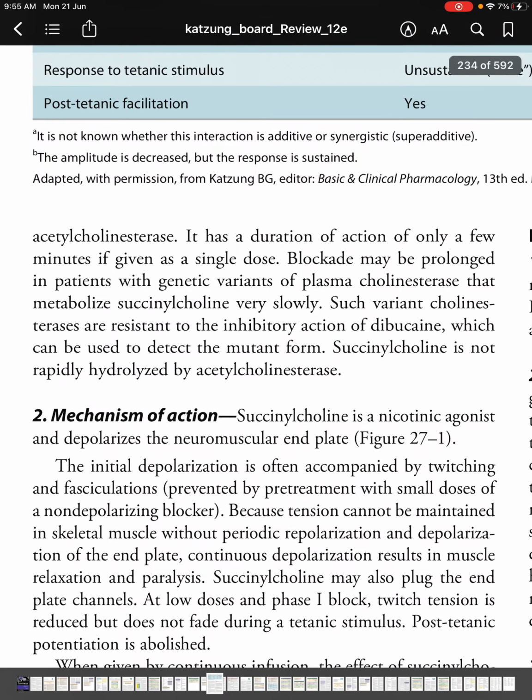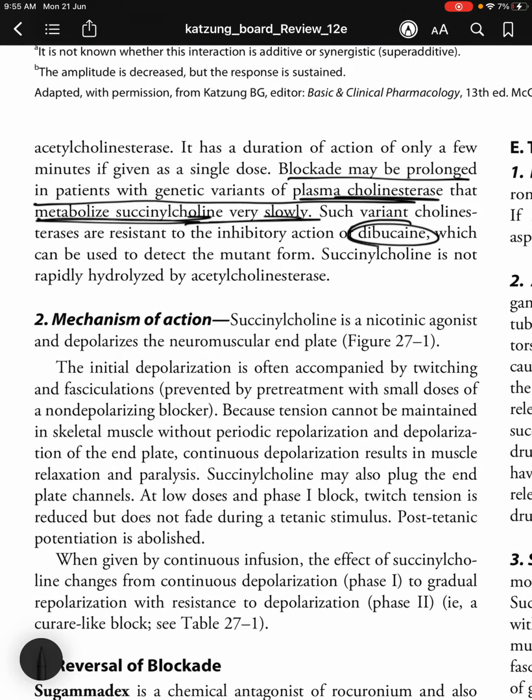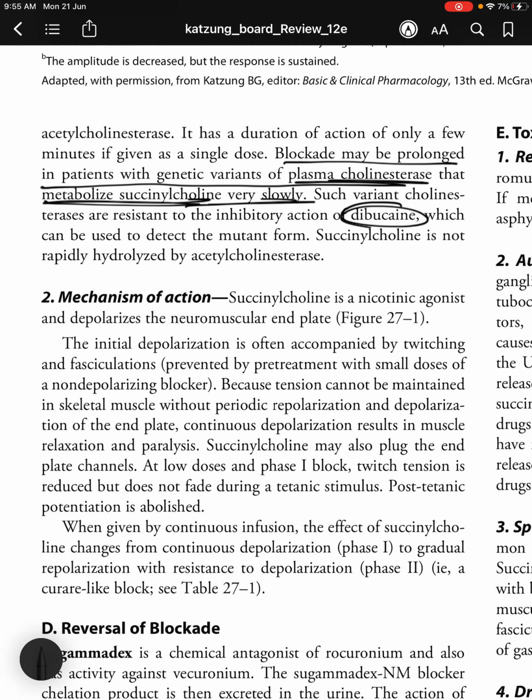it is largely resistant to acetylcholinesterase. So it has a duration of action of only a few minutes if given as a single dose. So blockade may be prolonged in patients with genetic variants of plasma cholinesterase that metabolize succinylcholine very slowly. Such variant cholinesterases are resistant to the inhibitory action of dibucaine, which can be used to detect the mutant form. Succinylcholine is not rapidly hydrolyzed by acetylcholinesterase.